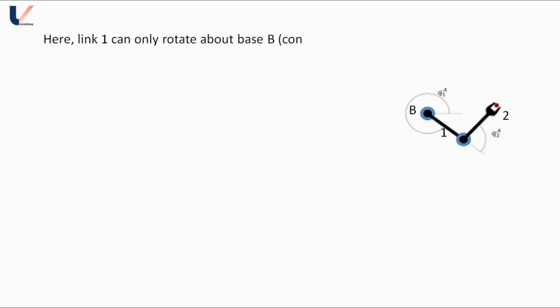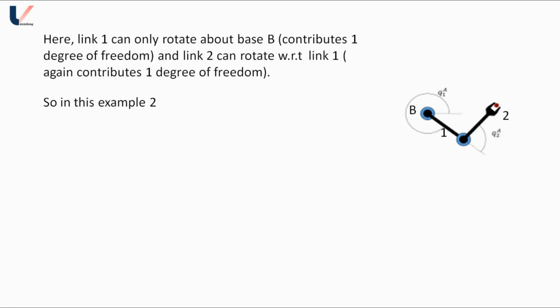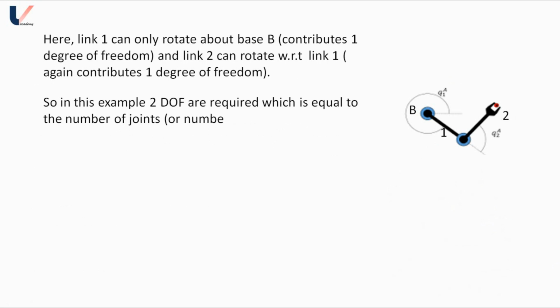A robotic arm is shown over here, in which link 1 can rotate about base B, which is fixed to the ground, so this contributes 1 degree of freedom, and link 2 can rotate with respect to link 1, so this again contributes 1 degree of freedom. So here 2 degrees of freedom are required.